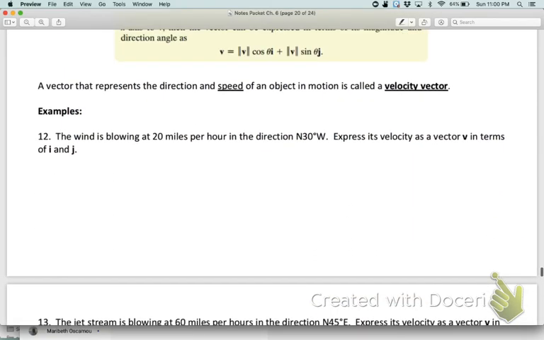So let's look at an example of how you might use this. And so now we're starting to get a lot more physicsy here. So those of you taking physics right now might be kind of glad that this might be stuff that you know. So a vector that represents the direction and the speed of an object in motion is called a velocity vector.